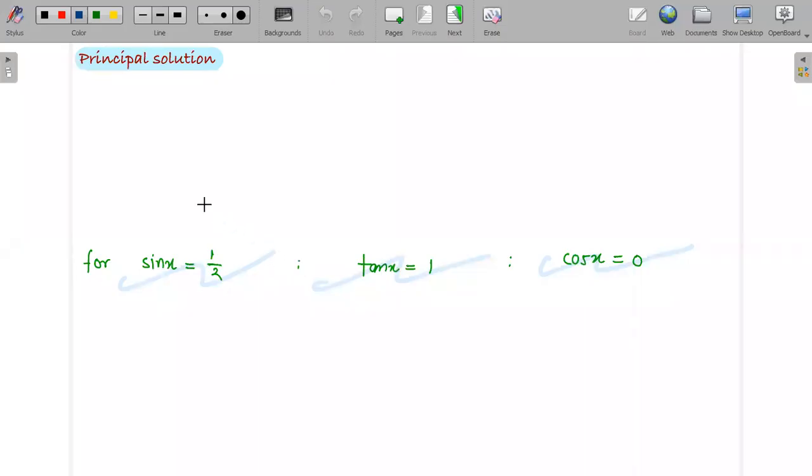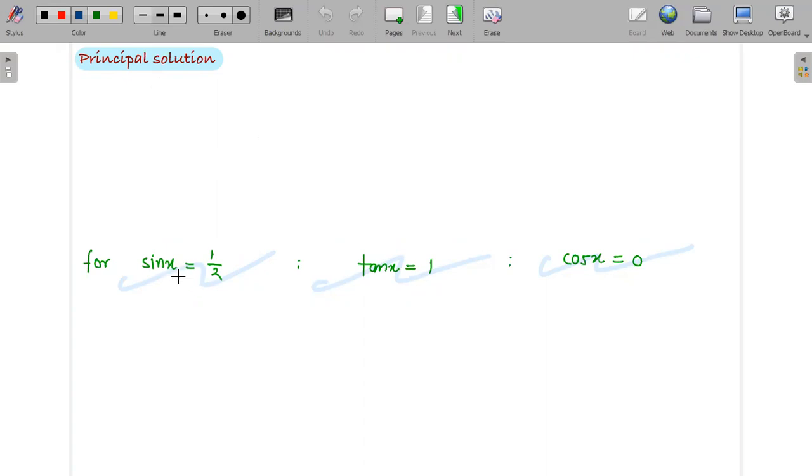Hello students. In this lecture, we are going to discuss how to solve a trigonometric equation, especially how we find out the principal, particular or general solution. For that, let me take a couple of questions. The first one: we need to find the principal solution for sin x equals 1/2.